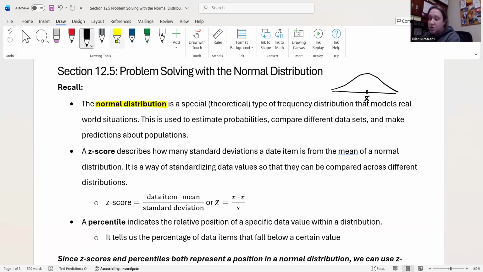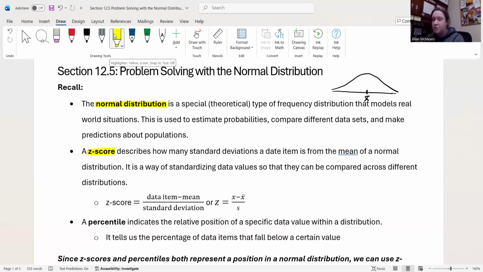What's nice about z-scores is you don't have to be exactly 1, 2, or 3 standard deviations away. When we were looking at the empirical rule, that 68, 95, 99.7 rule, we were looking at data items that were exactly 1, 2, and 3 standard deviations above or below the mean. Here, we can have any number of standard deviations above or below the mean. Okay, so z-scores describe how many standard deviations a data item is from the mean of a normal distribution. It is a way of standardizing data values so that we can compare across different distributions. Again, we did that with the ACT, SAT situation, okay?